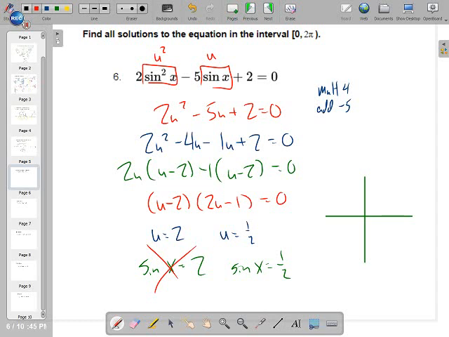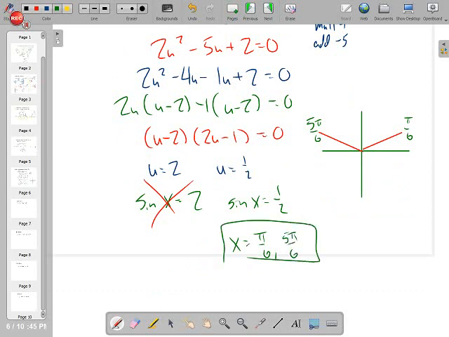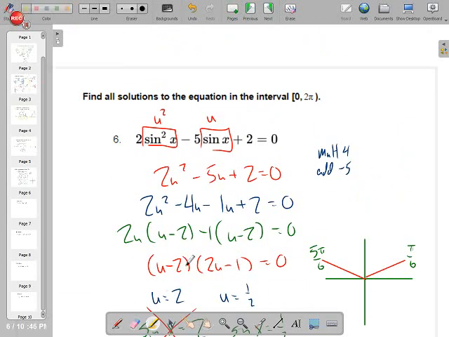But sine is 1/2. Sine is positive in the first quadrant with a 30-degree reference angle, and in the second quadrant with a 30-degree reference angle, which in radians, since we live in radians, would be pi over 6, and this is 5 pi over 6. So when does this happen? At pi over 6 and 5 pi over 6. Again, you don't need to think about it going all the way around like the multiple iterations, because we have a restricted interval here between 0 and 2 pi.